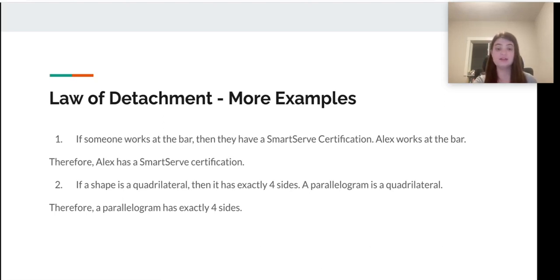So yeah, that is all. That is the law of detachment, law of syllogism, and just an overview on inductive and deductive reasoning and their differences as well.